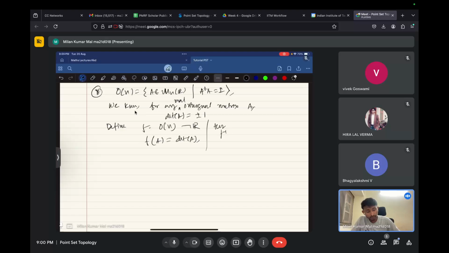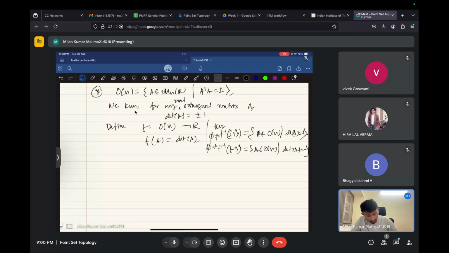Then f inverse of the singleton set {1} is equal to all those elements A belonging to O(n) such that the determinant of A is equal to 1, and f inverse of {-1} is all those elements A belonging to O(n) such that the determinant of A is equal to -1. Then we can see that these are non-empty, and these are open as f is continuous, and {-1} and {1} are open sets in the standard topology of the set {-1, 1}.